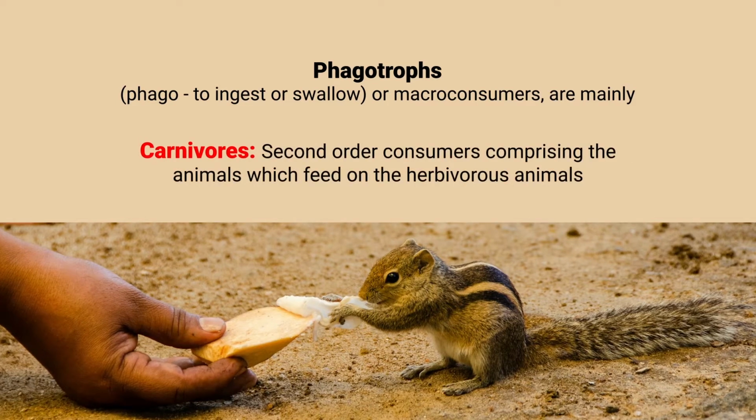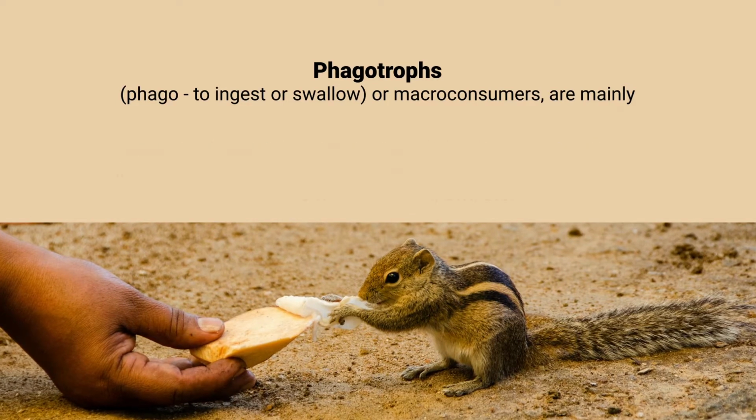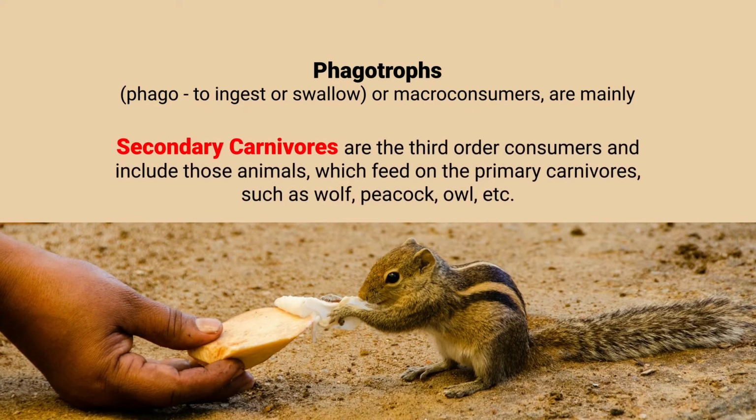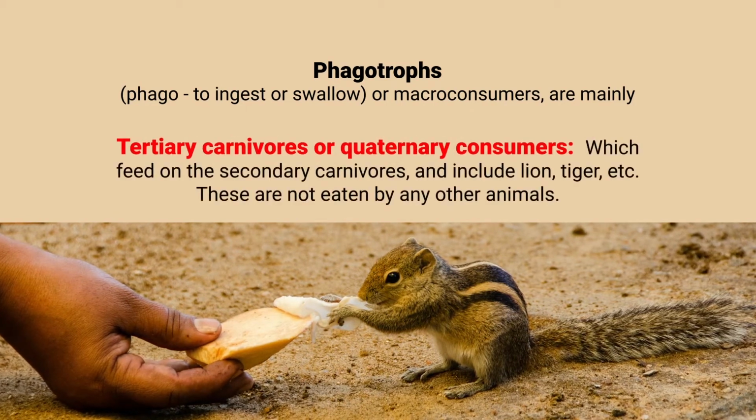Carnivores are second order consumers that feed on the herbivores. Secondary carnivores feed on the carnivores. Then tertiary carnivores take secondary carnivores. Examples of these secondary carnivores are wolf, peacock, owl, etc. Tertiary carnivores, or quaternary consumers, are animals that feed on the secondary carnivores, and include lion and tiger. The larger carnivores, which cannot be preyed upon further, are called the top carnivores.